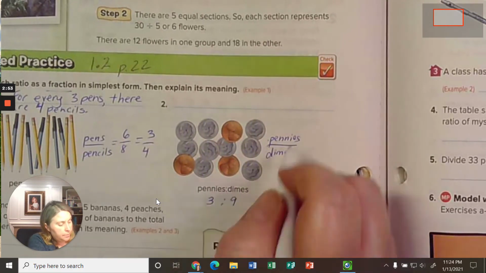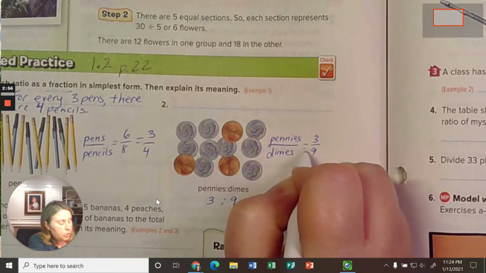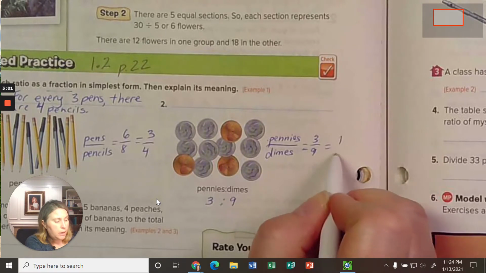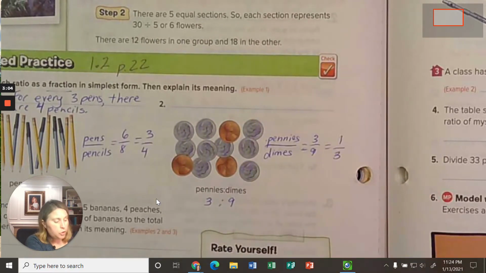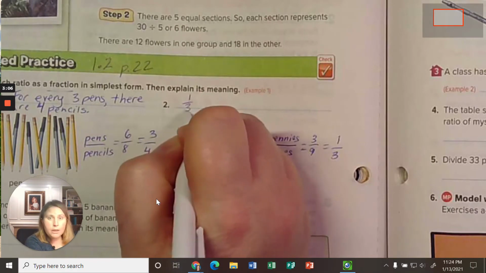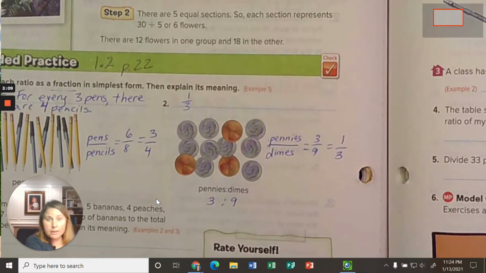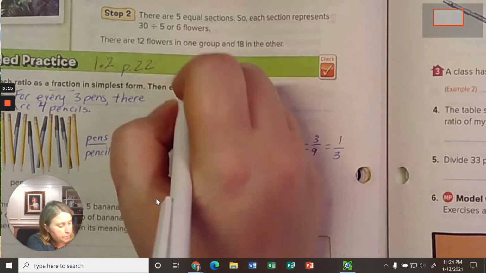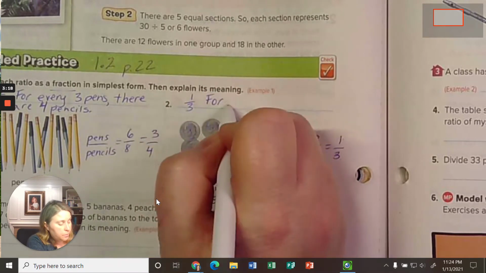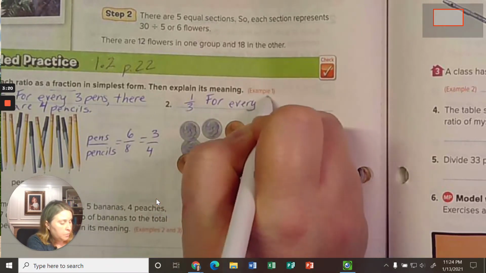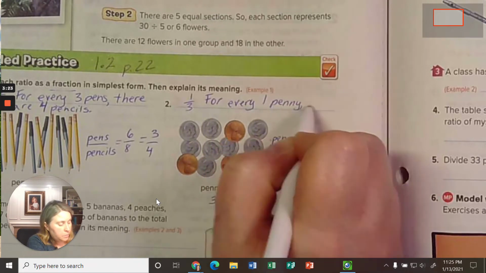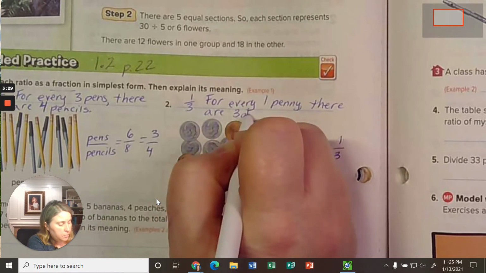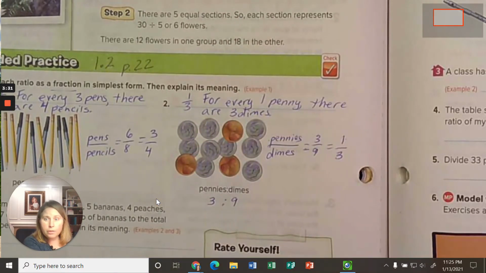So 3 to 9, 3 over 9, and the greatest common factor of 3 and 9 is 3. So 3 divided by 3 is 1, 9 divided by 3 is 3. So our simplified fraction is 1 to 3, and then we are asked to explain its meaning. So this means for every 1 penny, there are 3 dimes.